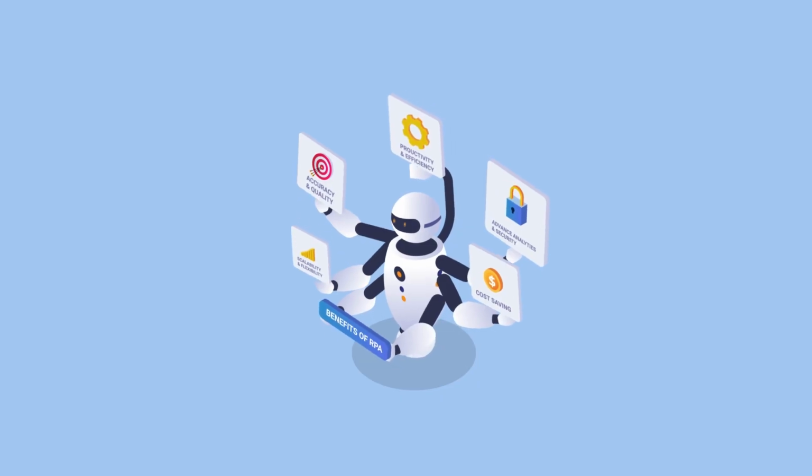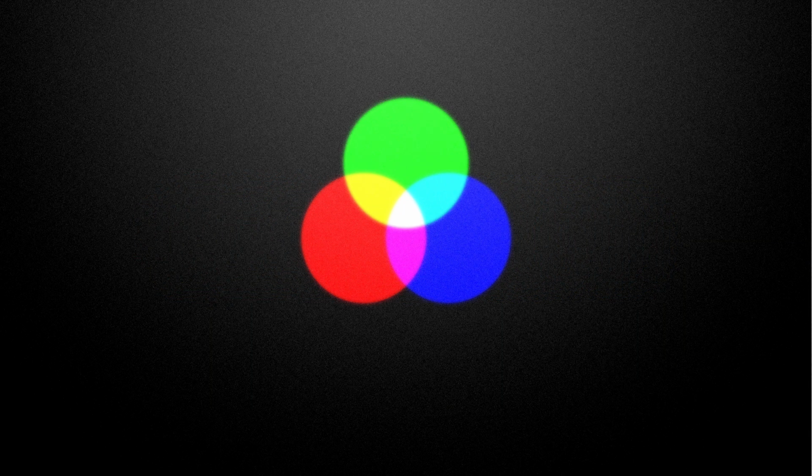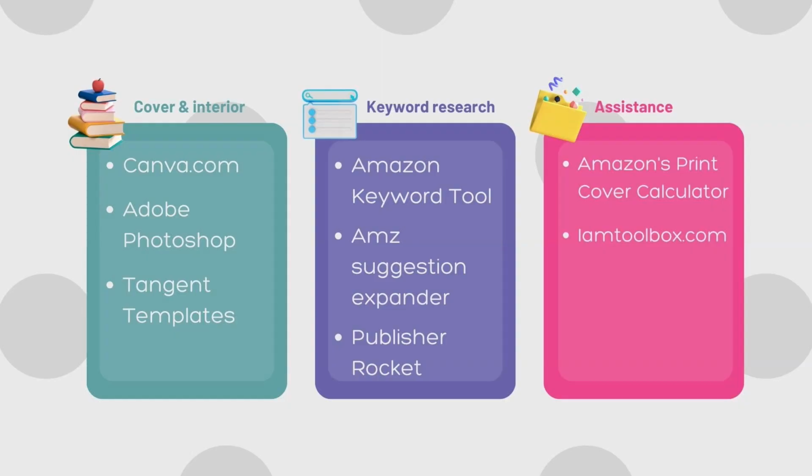I considered three key criteria for each tool: usability, features, and pricing. Usability, because who wants to waste hours figuring out how to use a tool? Features, because we want tools that can do more than just the basics. And pricing, because let's face it, budget matters. I categorize the tools into three different categories: cover and interior, keyword research, and lastly, assistance.